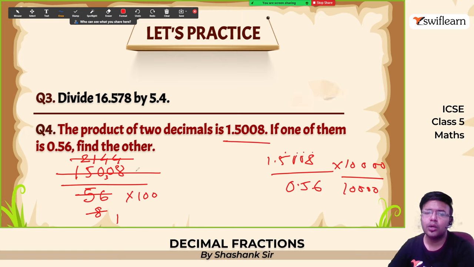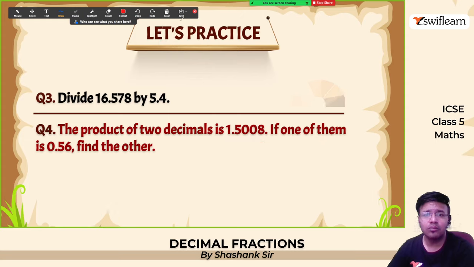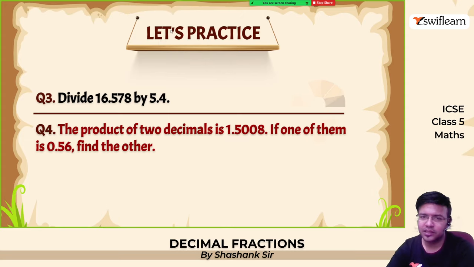Divide by 8, 8 1s are 8, 8 2s are 16, 8 5s are 40, 8 6s are 48, 8 7s are 56, 8 6s are 48, 8 8s are 64. Divide this by 100, you get 2.68. 2.68 is the other number. 2.68 into 0.56, you will get this answer.